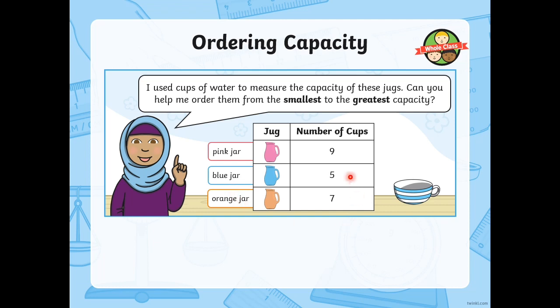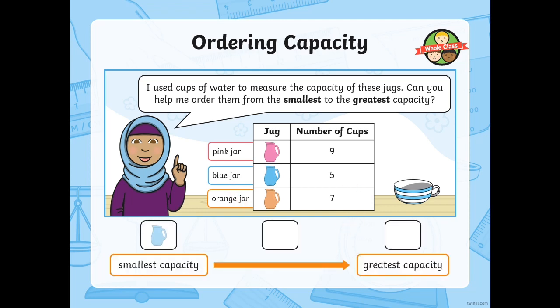Which one do you think is the smallest? That's right. The blue jar is smallest because it has 5. The largest one is going to be the pink jar because it has 9 cups. And the one in the middle is going to be the orange one because it has 7.